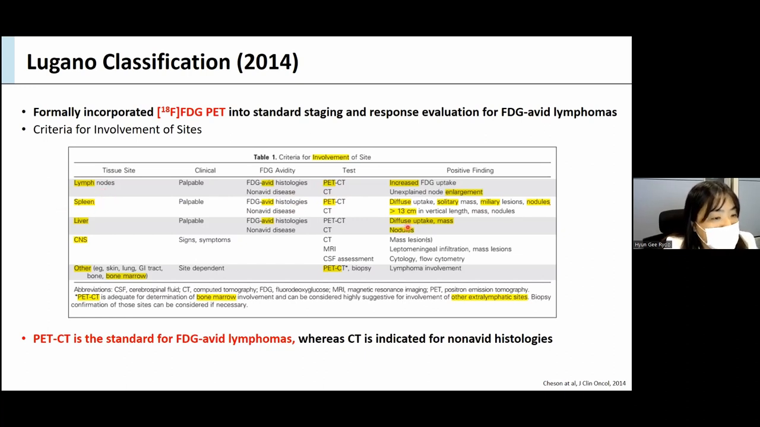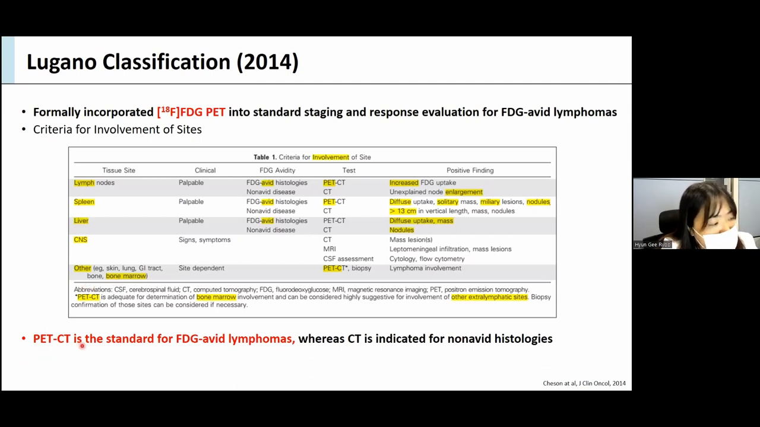And also, if the patient has diffuse uptake or some kind of mass in the liver, we can say that this patient has liver involvement. And FDG PET is not applied for the evaluation of CNS, central nervous system involvement, so we cannot apply FDG PET for this. But we can apply FDG PET CT for other organ involvement, such as bone marrow involvement. As I explained in the previous slide, if the patient has a PET positive lesion in the bone marrow, like heterogeneous uptake, we can say that this patient has bone marrow involvement. So based on the FDG PET CT finding, we can assess whether this patient has lymph node, spleen, liver, or other extralymphatic organ involvement.